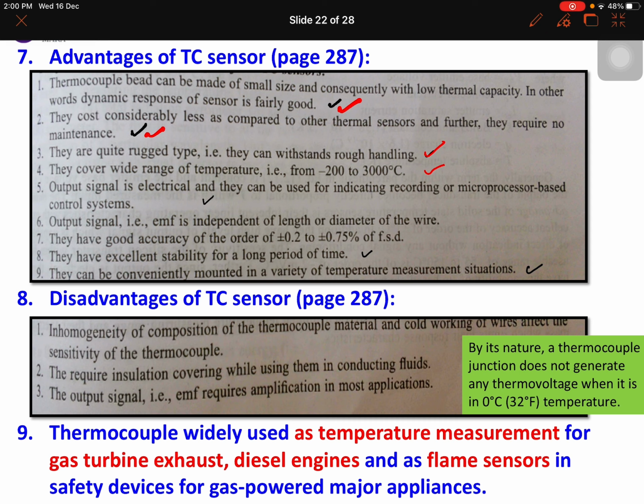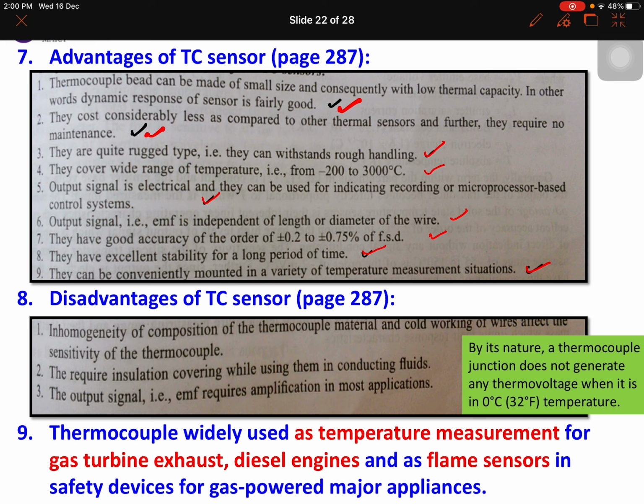The output signal is electrical, and they can be used for indicating, recording or microprocessor based control systems. For example, the EMF is independent of the length or diameter of the wire. They have good accuracy and excellent stability, and they can be conveniently mounted in a variety of temperature measurement situations.